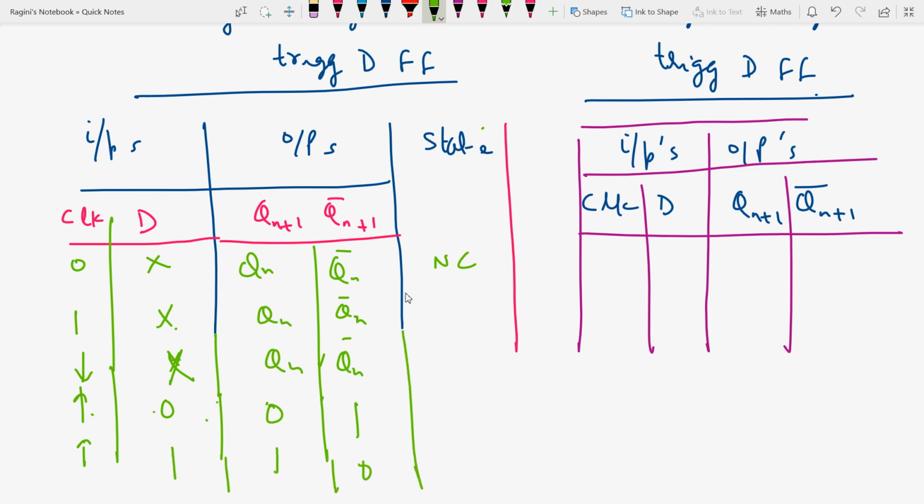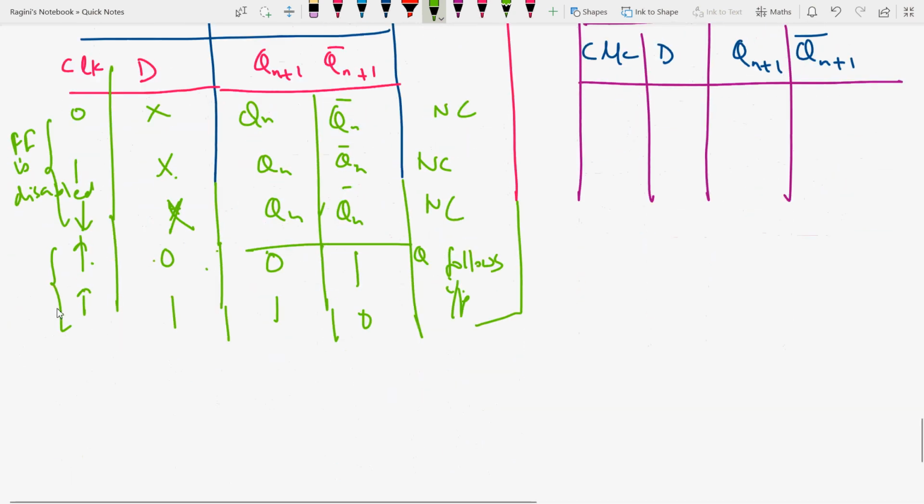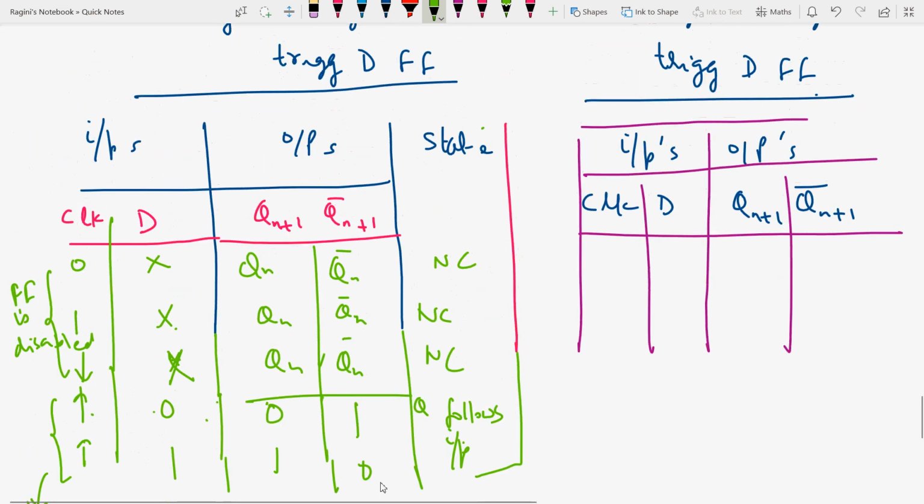So in this, Q follows the input, okay? So this is the truth table of the positive edge triggered D flip flop. Here the flip flop is disabled, right? And here the flip flop responds only to the positive edges.